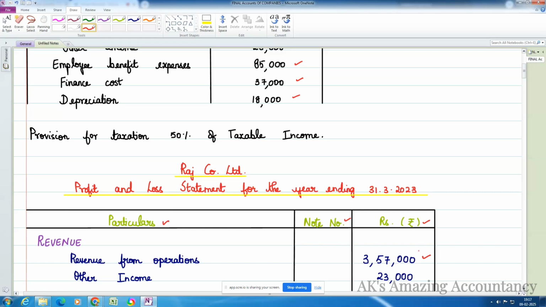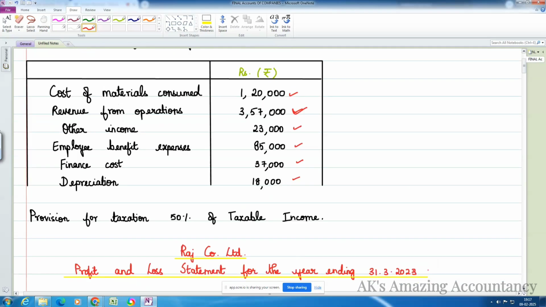Other than revenue from operations, the next item we have under the heading revenue is other income. Let us have a look at the problem. So you are given other income. So how much is other income?